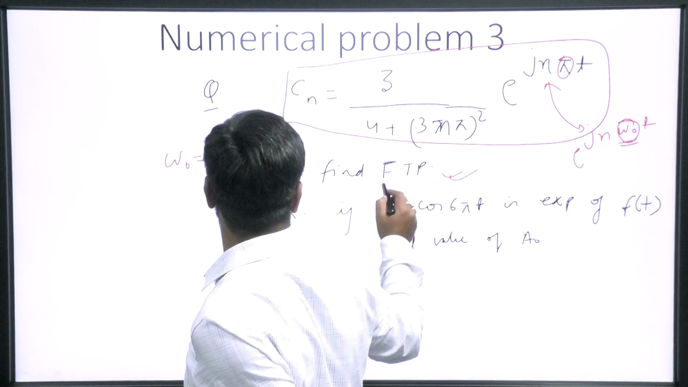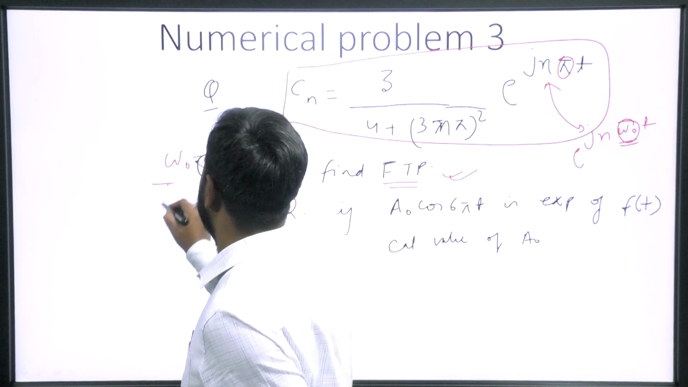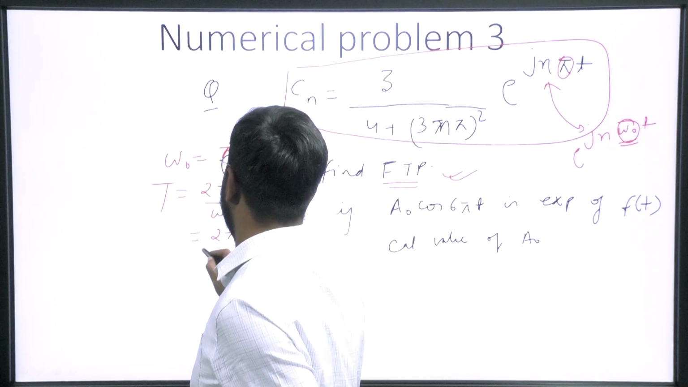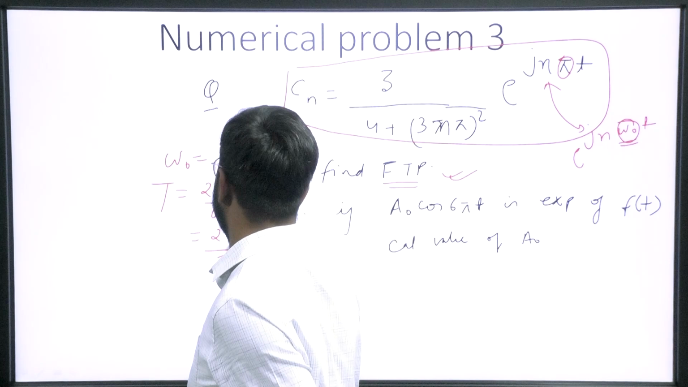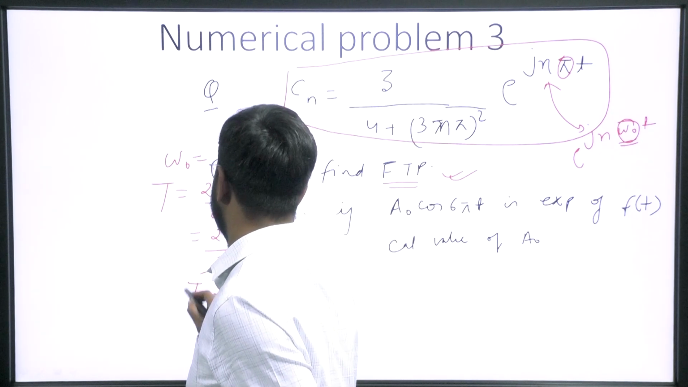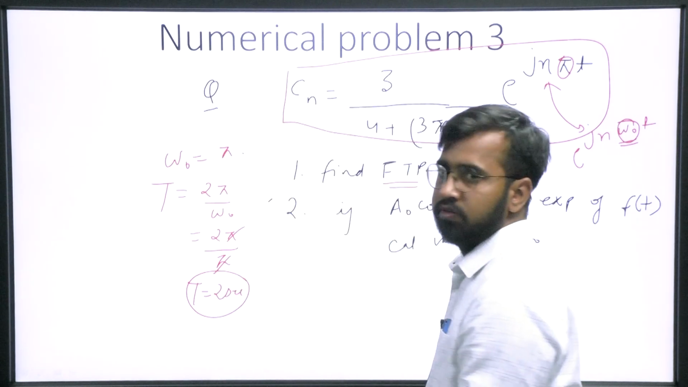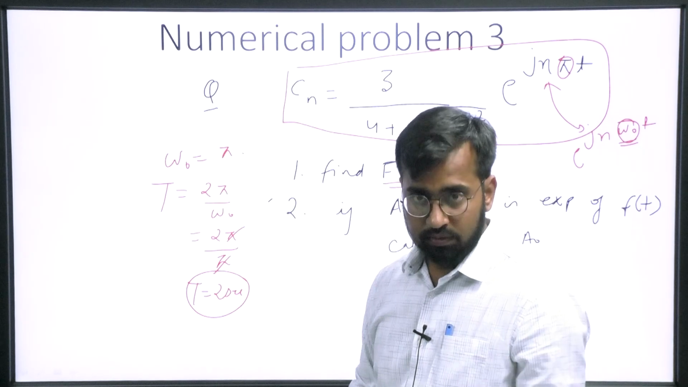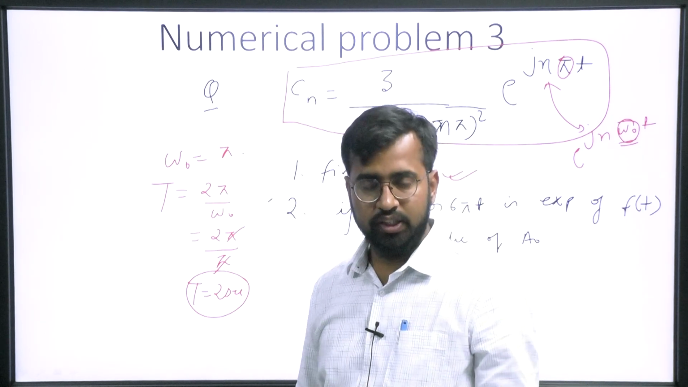What is it asking? The fundamental time period. What is the relationship of time period? T is 2 pi by omega naught. So here it will be 2 pi upon pi, so T is equal to 2 seconds. So we have the fundamental time period as 2 seconds.